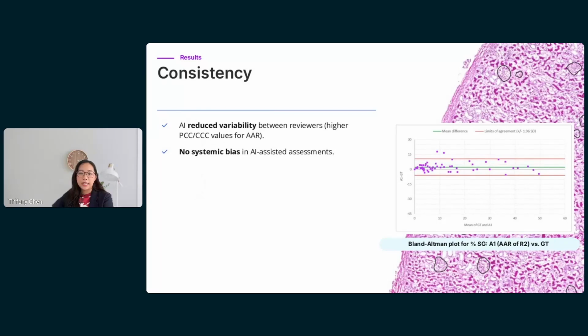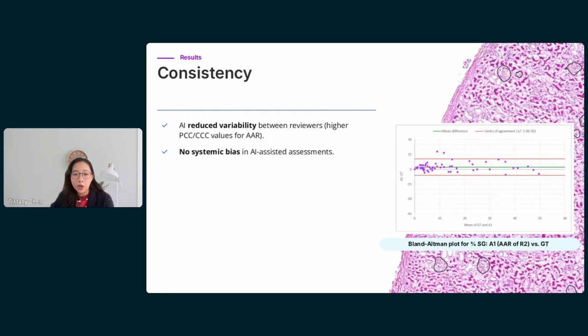The next one is consistency. We measured inter-rater variability, basically how consistent the two reviewers were with each other. With AI, we saw a marked increase in concordance between the surgeon and the pathologist. In other words, the AI really helped bring their assessments into closer alignment with each other and with the expert ground truth.